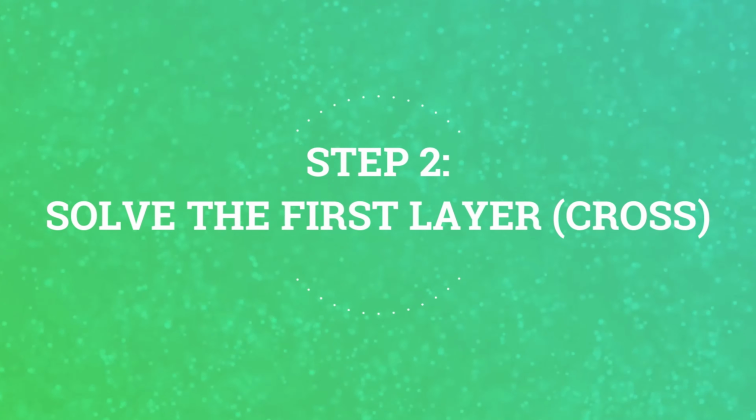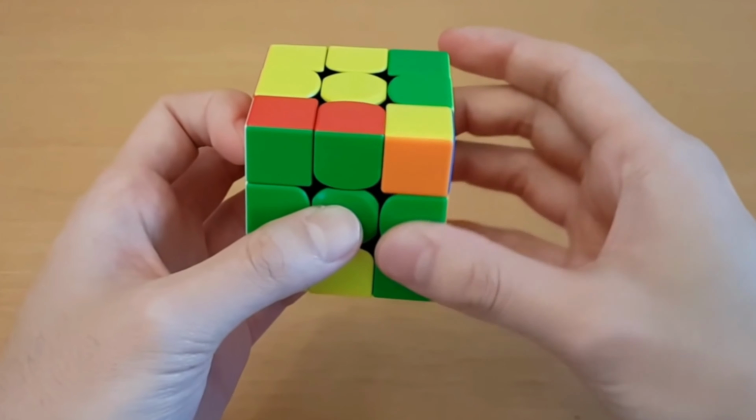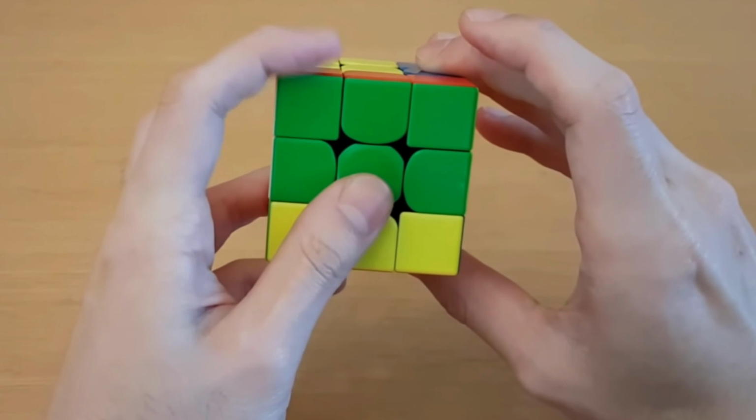Step 2. Solve the first layer. Cross. Begin by solving the white cross. Look for the white edge pieces and position them correctly around the yellow center.